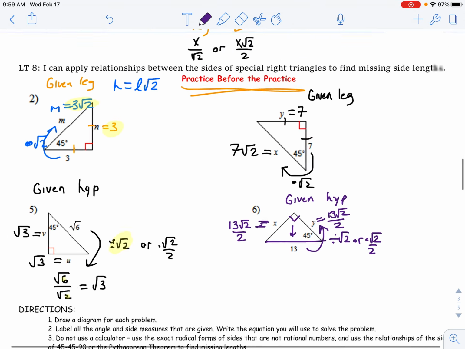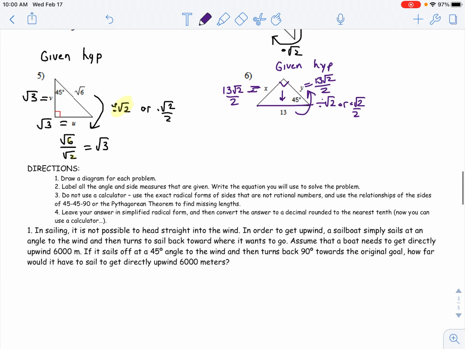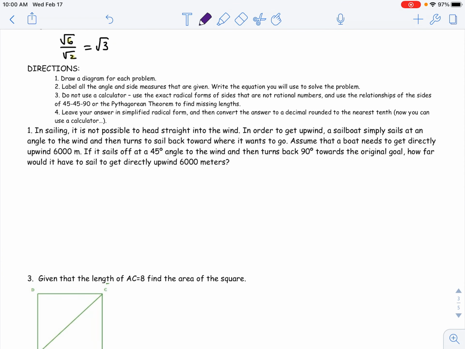So again, 4 examples, given different information, sometimes given a leg, sometimes given the hypotenuse, even had a radical. Just know the rules, apply them, and these problems become very easy. If you don't know the rules, numbers become long and tedious. This is something we have to study and get good at. Now we're going to do some word problems. We're going to draw a diagram, label it, and we're going to use our rules.